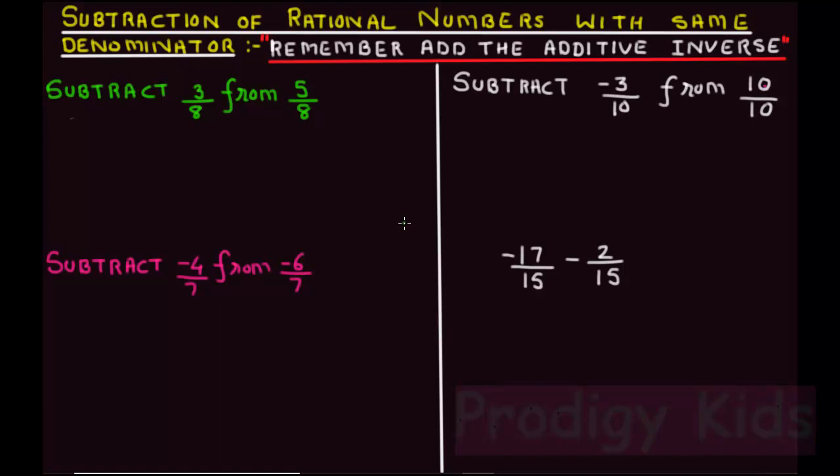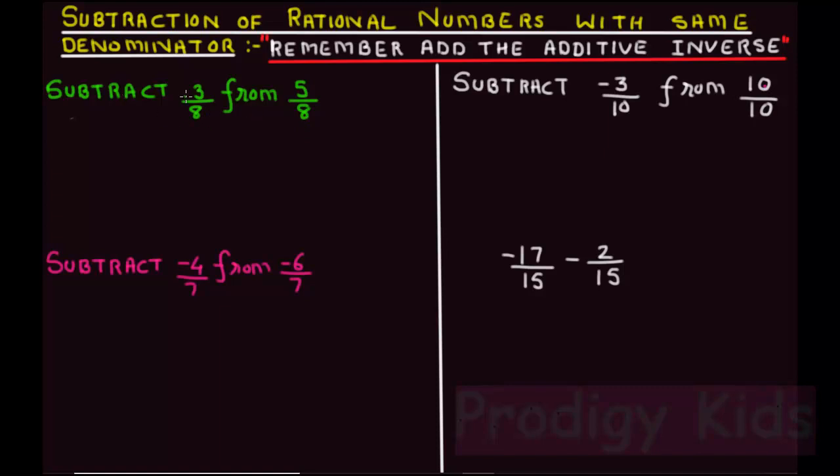The additive inverse of 5 is negative 5, just the opposite. And what is the additive inverse of negative 5? Positive 5. So what is the additive inverse of 3 by 8? Negative 3 by 8. How about the additive inverse of negative 7 by 5? Positive 7 by 5. So now that you know what is additive inverse, let's start working on the subtraction of rational numbers with the same denominator.